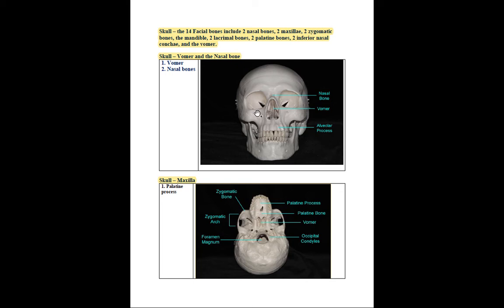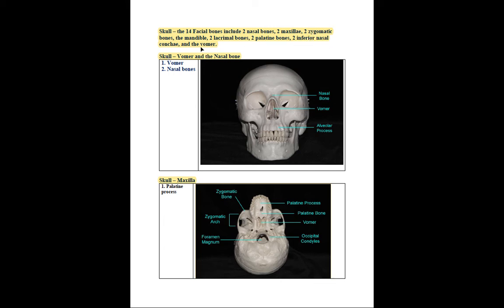So now that we've done the bones, the cranial bones, we're going to go ahead and finish off the skull with the 14 facial bones. This will include 2 nasal bones, 2 maxilla, 2 zygomatic bones, the mandible, 2 lacrimal bones, 2 palatine bones, 2 inferior nasal conchae, and the vomer.